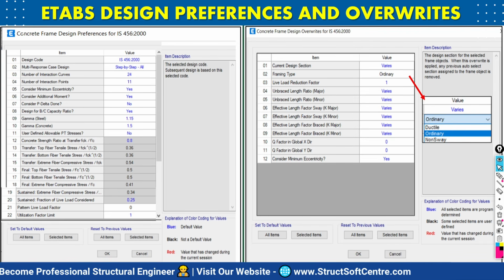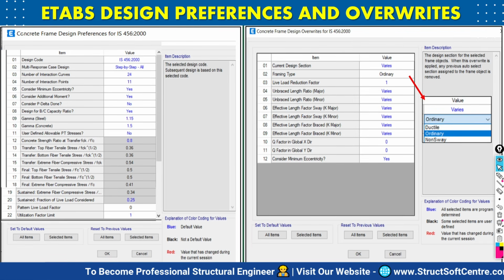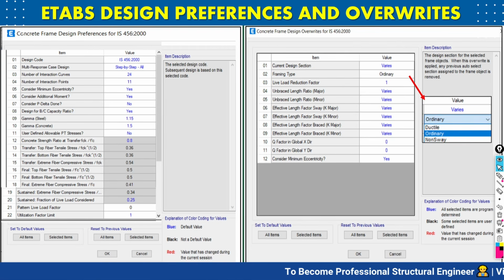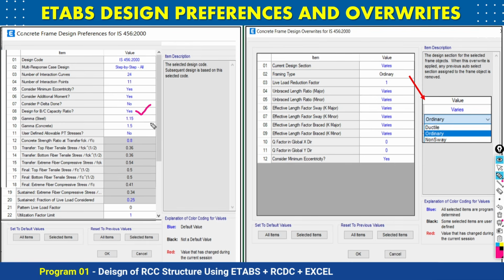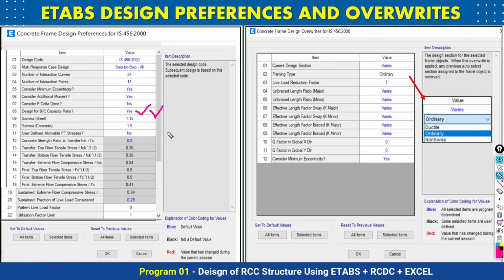Guys, this is a very important stage where you have to set the definition for the design of the different structural elements. Based on this definition, your design is actually going to be done by the software. If you do not have the knowledge of what P-delta analysis means, if I say yes, if I say no, what will be the impact on my result, then you cannot use the software.